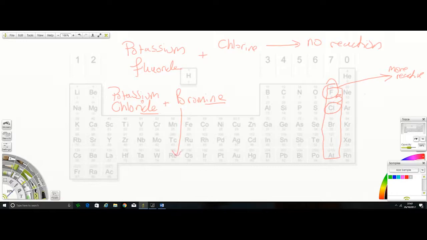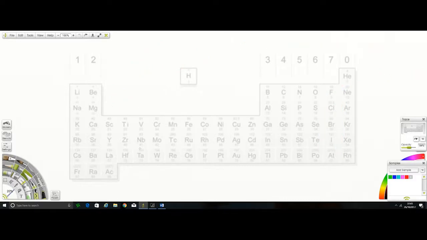So if we have the potassium chloride plus the bromine, the question is, can the bromine kick out the chloride? And the answer is no, because chlorine is more reactive than bromine. So here we've got no reaction once again. So can you see how important it is to use your periodic table? So the final point, I suppose, is how do we put this into a chemical formula?